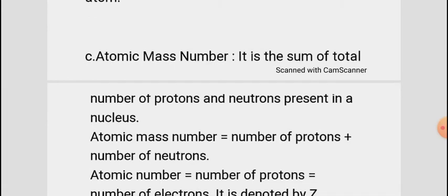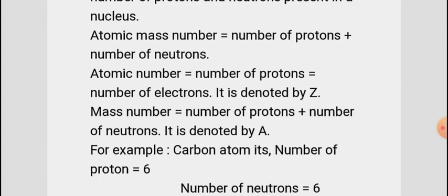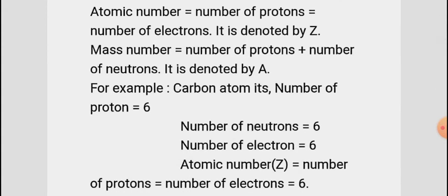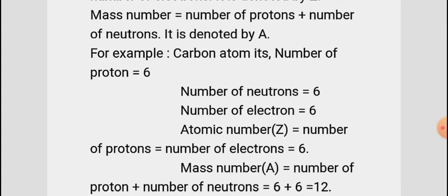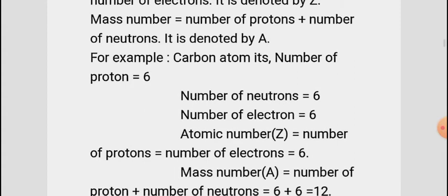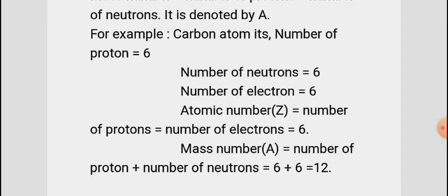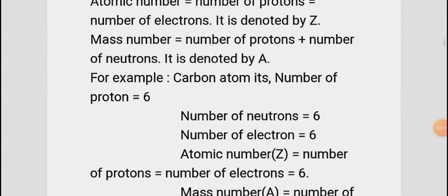Point number C, atomic mass number. It is the sum of the total number of protons and neutrons present in a nucleus, which we discussed in the theory part in yesterday's lecture. Atomic mass number is nothing but the addition of the number of protons plus the number of neutrons. So we can say atomic number is nothing but the number of protons present in the nucleus, and it is denoted by capital Z. Mass number is the number of protons plus the number of neutrons, and it is denoted by capital A.